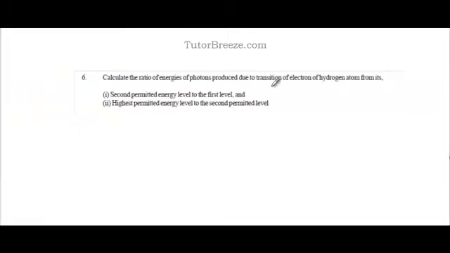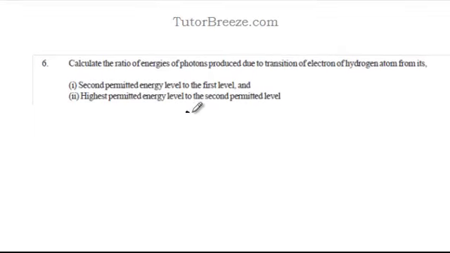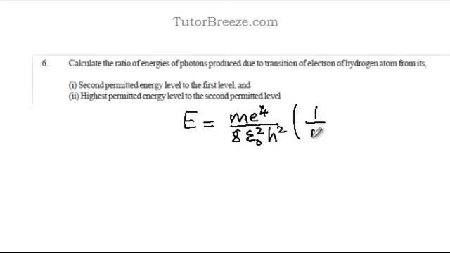When an electron makes a transition from one level to the other, the energy of the emitted photon is given by me^4 by 8 epsilon naught square h square, and then you have 1 by the final minus the initial energy.